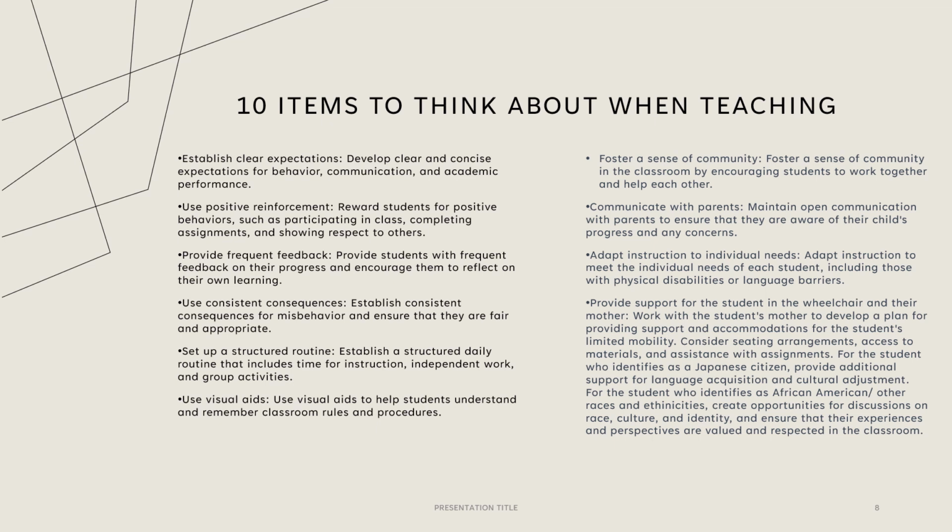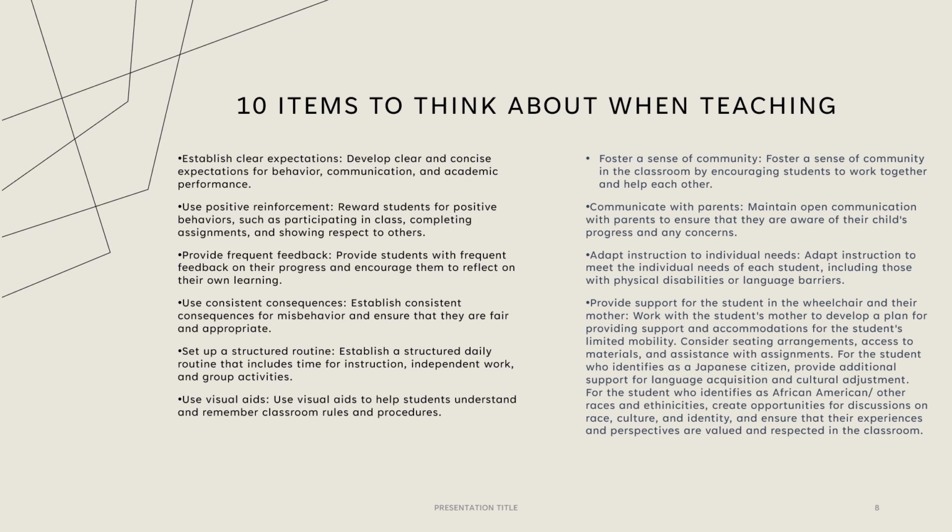Provide students with frequent feedback on their progress and encourage them to reflect on their own learning. Use consistent consequences. Establish consistent consequences for misbehavior and ensure that they are fair and appropriate. Set up a structured routine. Establish a structured daily routine that includes time for instruction, independent work, and group activities. That is really important. Use visual aids, not only to help the students understand and remember classroom rules and procedures, but also for lessons as well.